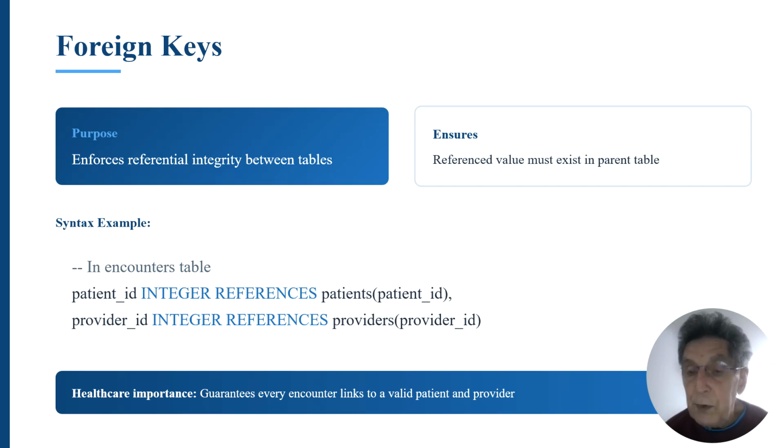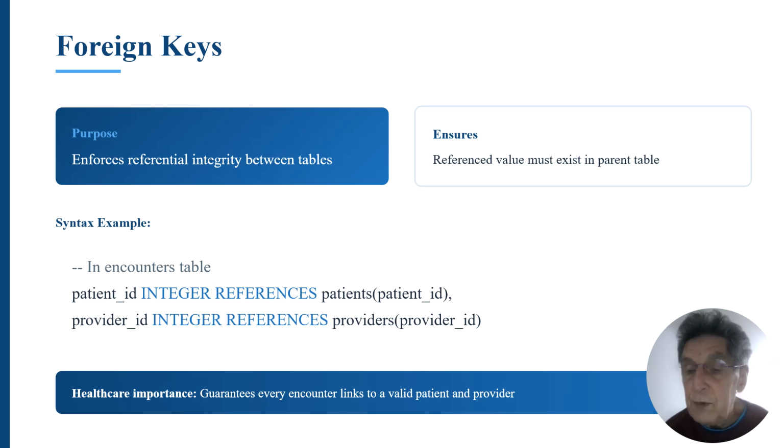What it prevents is orphaned records. You can't create an encounter for patient ID 999 if that patient doesn't exist. In the encounters table, patient_id integer references patients(patient_id), and provider_id integer references providers(provider_id), ensures the referential integrity. How is this important in healthcare?